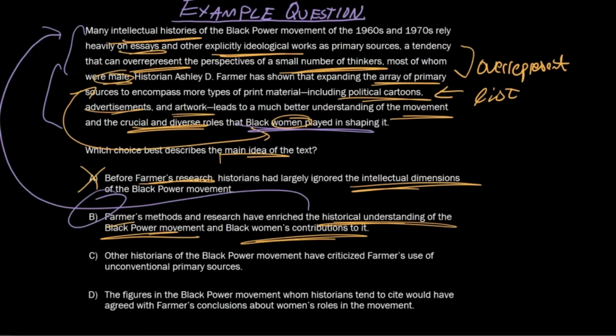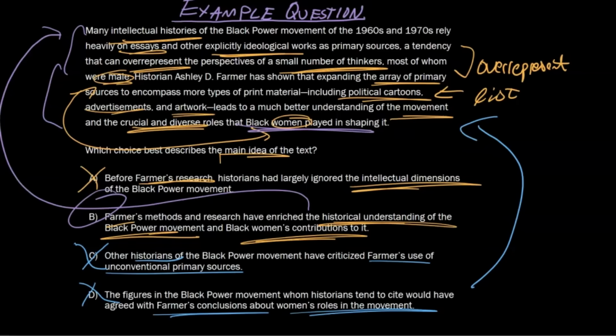Let's take a look at the other ones. Other historians have criticized Farmer's use of unconventional primary sources. Does not say that anywhere in here. We can just cross that out. Figures in the Black Power movement, whom historians tend to cite, would have agreed with Farmer's conclusions about women's role in the movement. We don't see any evidence of that. Does not say that. We don't know what these people would think. They're likely not alive today, and even if they are, they're not mentioned in this paragraph at all. So we can say that that is not the answer. That leaves us with the remaining choice.